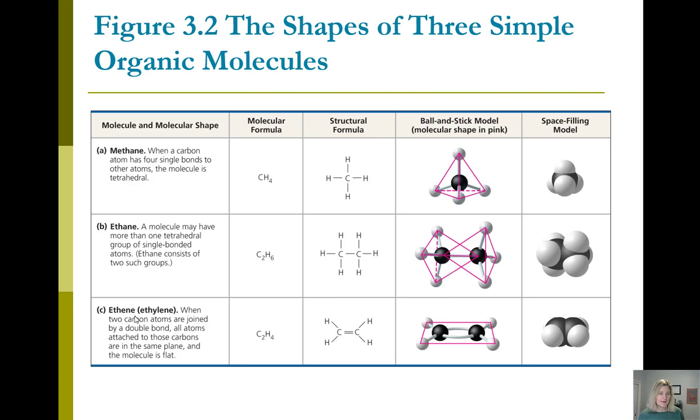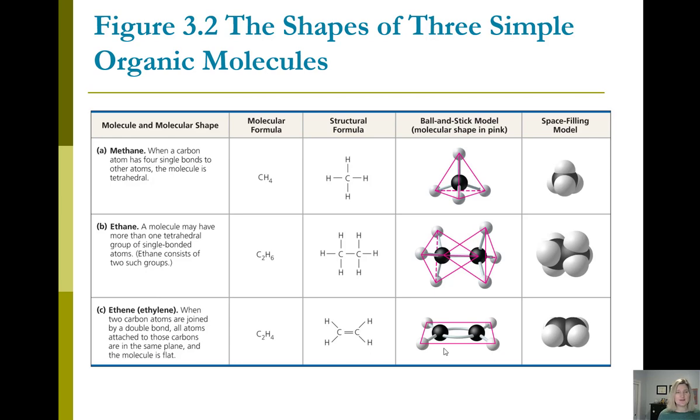Okay, and ethene, which is very similar to ethane, also has 2 carbons, but it has a double bond between the 2 carbons, and that means they only need 4 hydrogens instead of 6. And so you can see how it creates a flat plane.